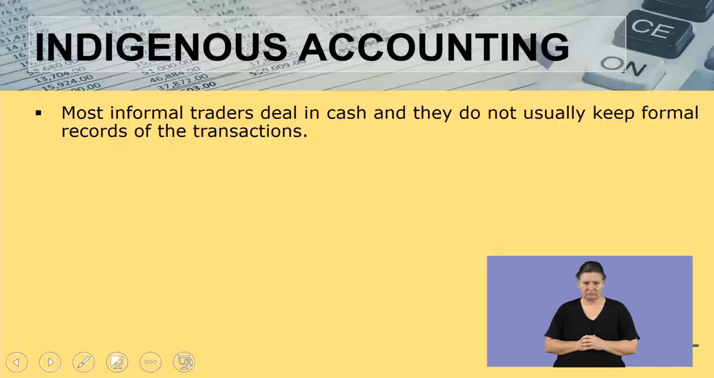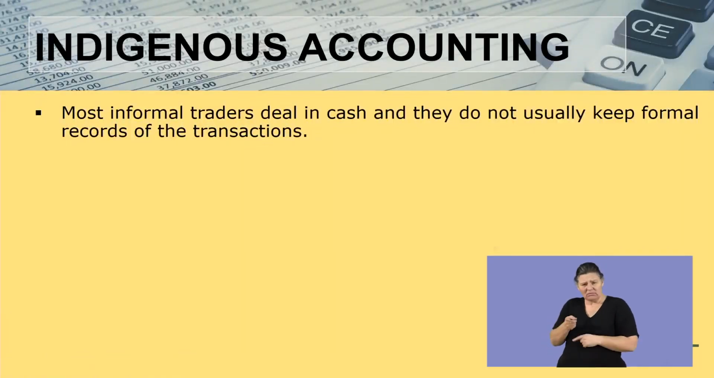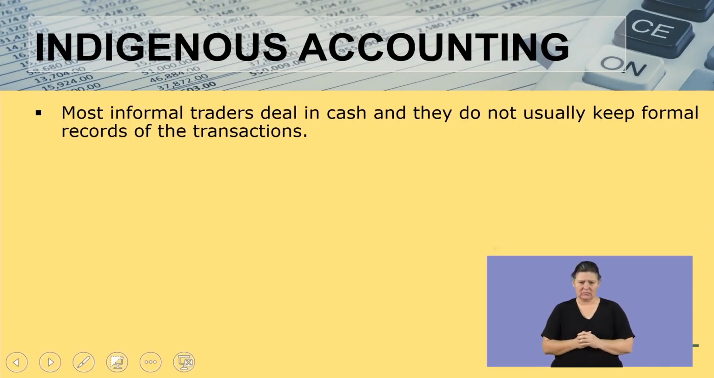Before the ad break, I was speaking of the types of informal businesses. So quickly now, I'm going to go on to indigenous accounting. Most of the informal traders deal in cash because they're selling some of them in the streets, and they do not keep formal records or transactions. So how then are they able to calculate if they're making profit?